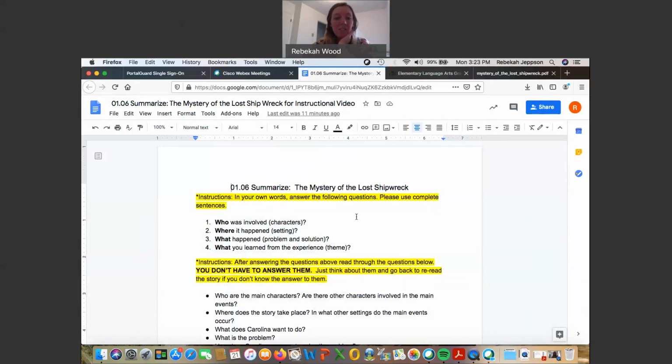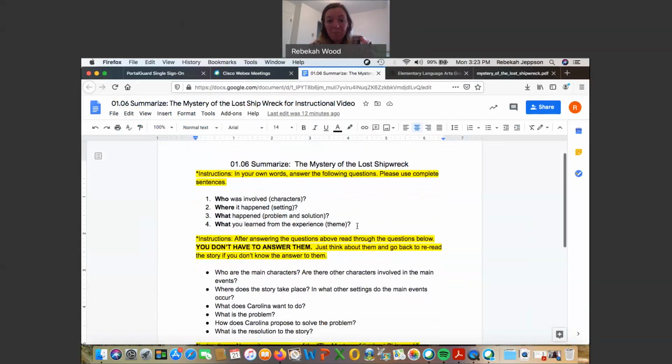So it's Module 1, Lesson 6, summarize the mystery of the lost shipwreck. You should have already gone through the lesson, read through all of the pages of the lesson, and you should have already read the mystery of the lost shipwreck. And after reading it, you can use the story again, and you can go ahead and answer these questions.